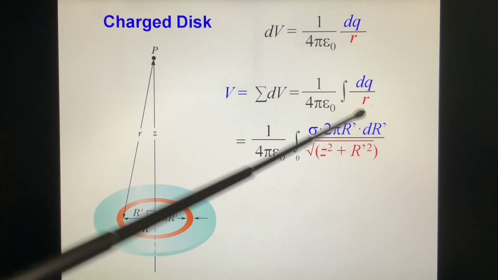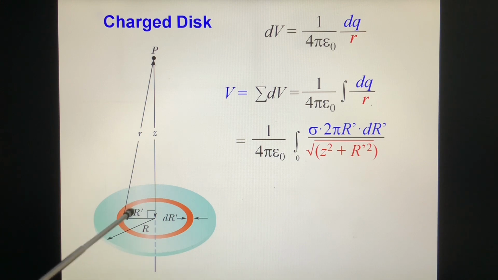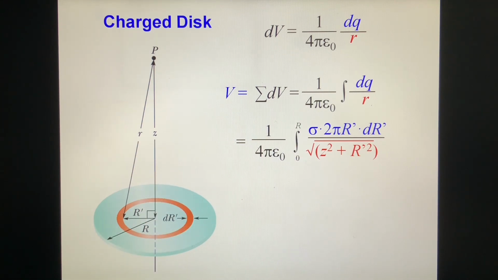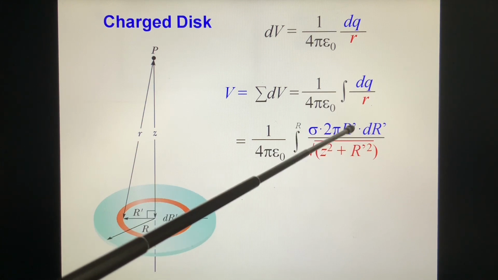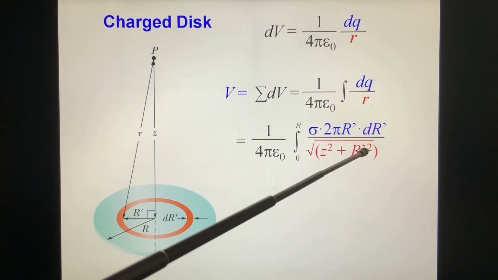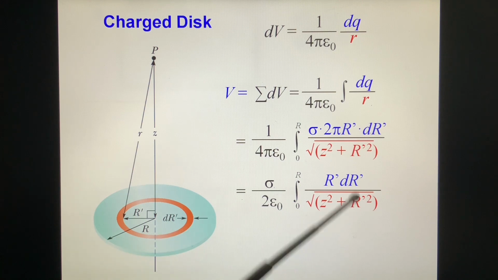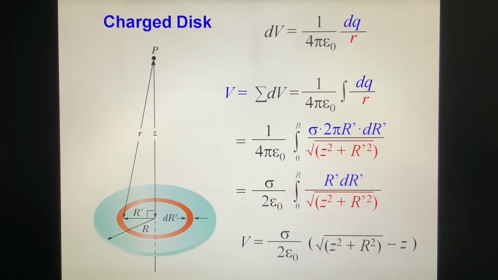This R prime is a variable. R prime changes from 0 to big R, and then it covers everything on this charged disk. So R prime is integrated from 0 to big R. Are we done? Then we do the details. This is a very simple detail: 2R prime dR prime equals d of R prime squared. So we get this, and it is a very simple integration. Finally, I get an answer.